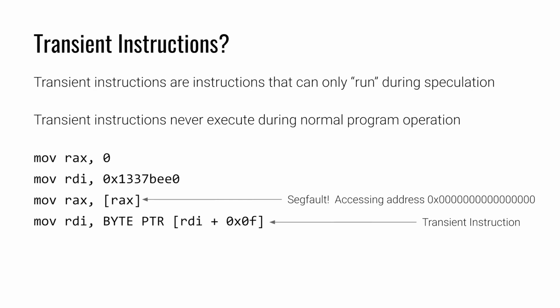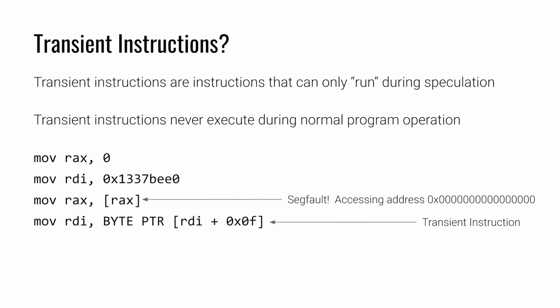We have move RAX 0. We then have move RDI leet B. The third instruction says move RAX, move the value that is at the memory address in RAX to RAX.